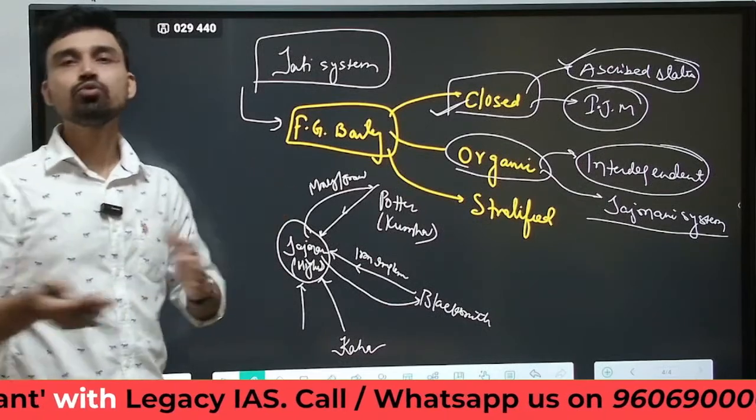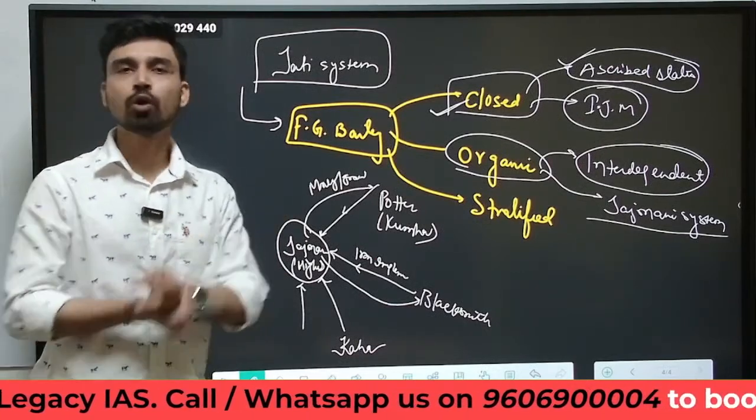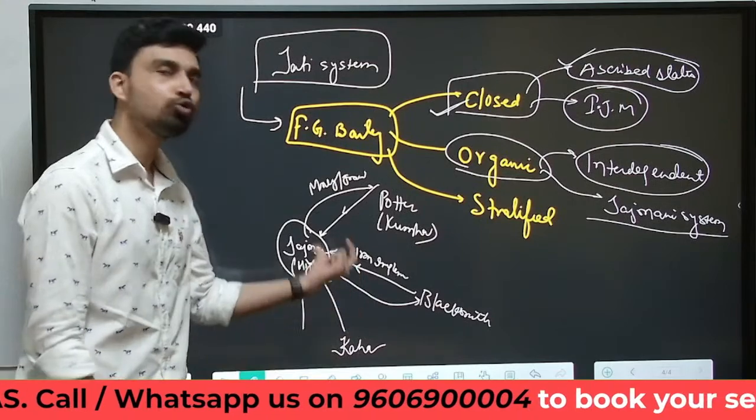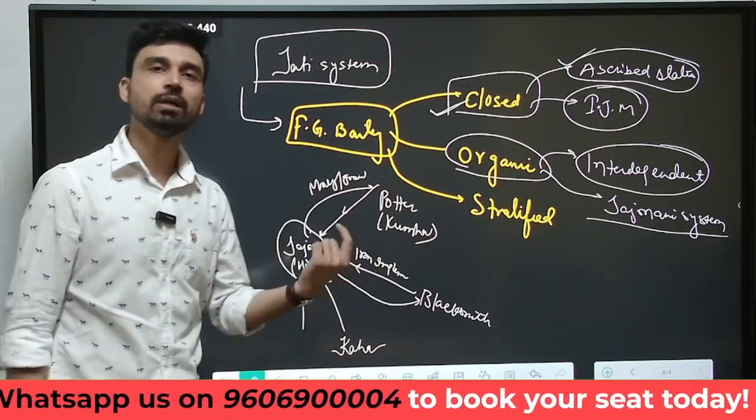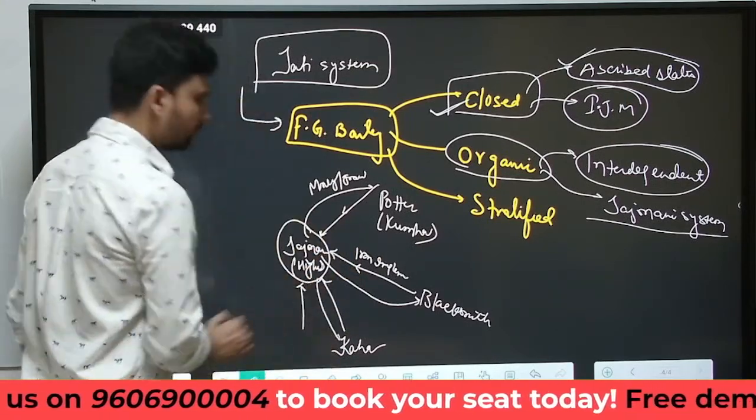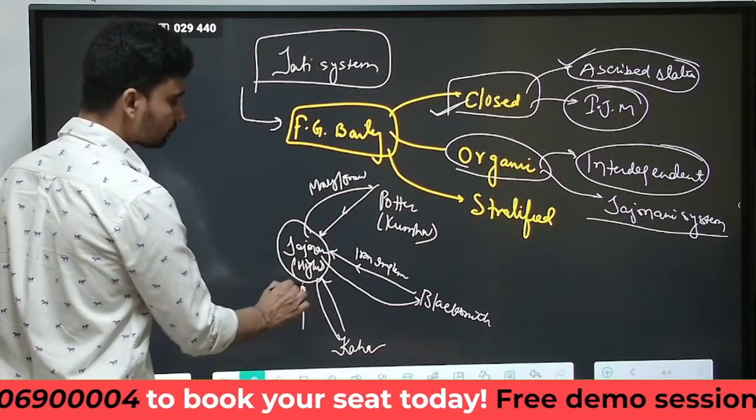So there was a common source of water in the village, such as lakes, ponds or wells, and thus the Kahars used to bring water to the homes of the Jajman, and then again get something in return. So that is one example.